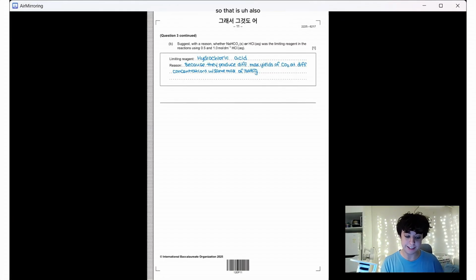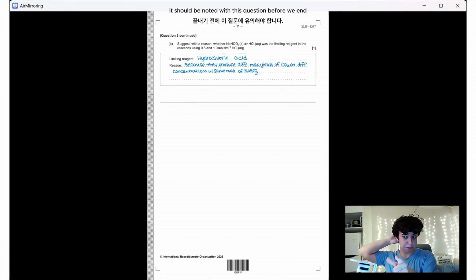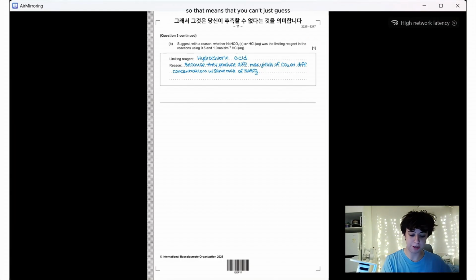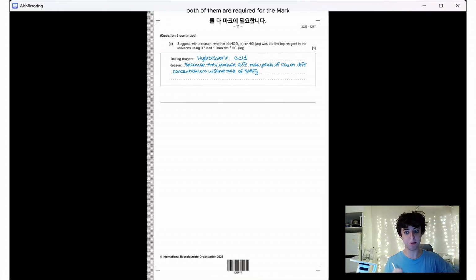It should be noted with this question before we end this that this is a 1 mark question. So that means that you can't just guess. You have to guess and get the right reason. Both of them are required for the mark. It's always really important to look at that stuff.